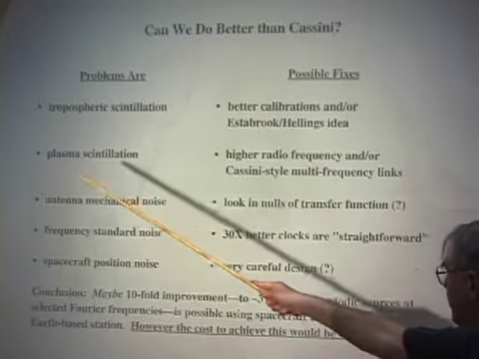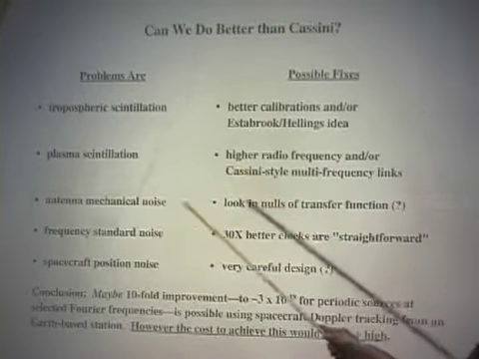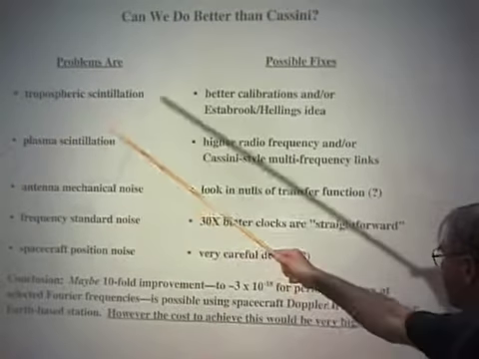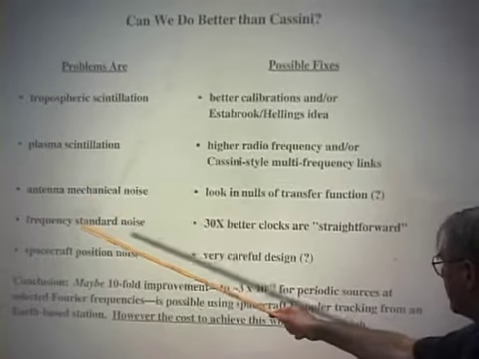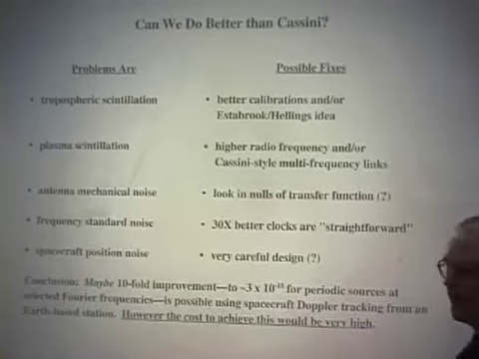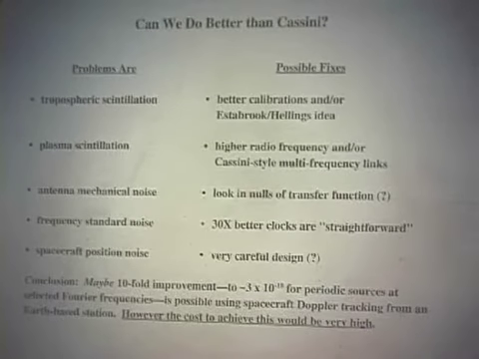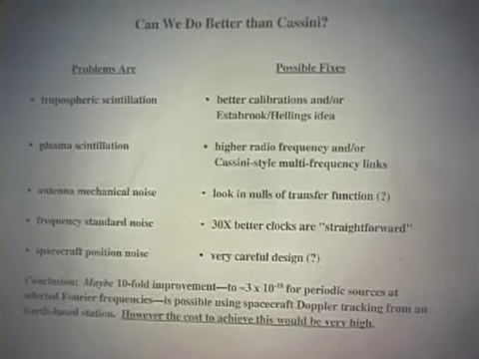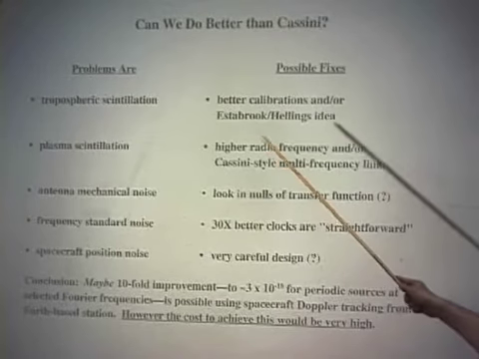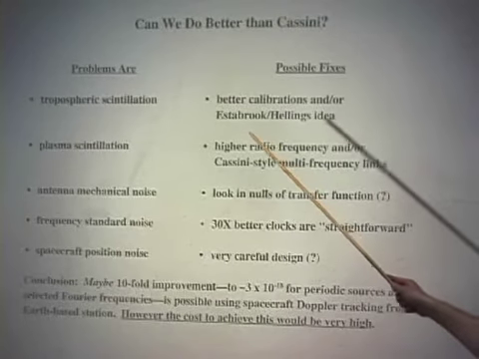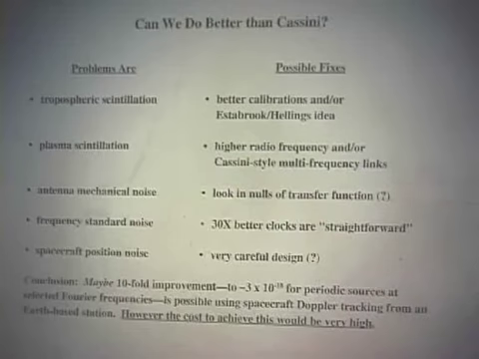Plasma scintillation is really not a problem because we can beat that just by going to higher radio frequency. Tropospheric scintillation, antenna mechanical noise, FTS noise, and spacecraft position noise are all non-dispersive, and so you have to deal with those directly. There's no tricky way to do it. There are approaches for each of these things. There's a neat idea that Frank Estabrook and Ron Hellings came up with. An even better idea might be to put the antenna on top of a really high mountain, so you're above the troposphere.